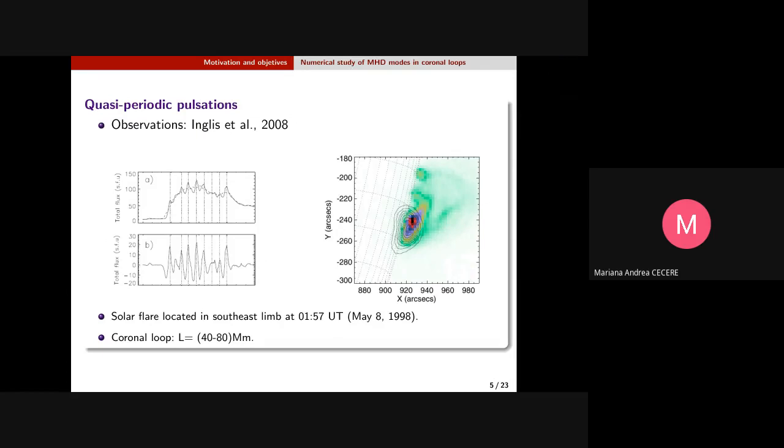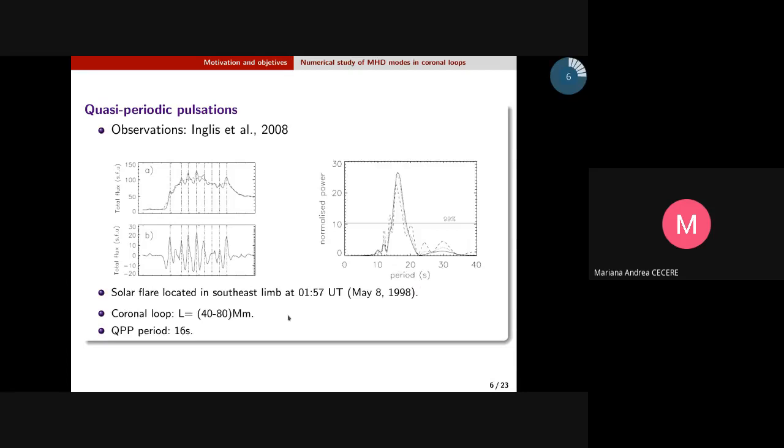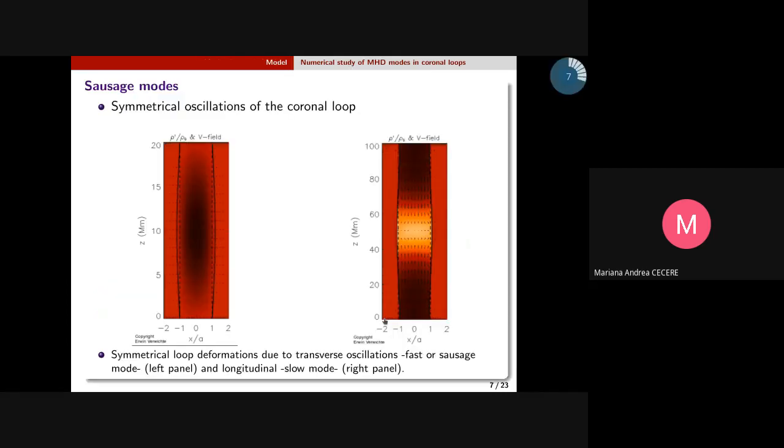Also, Inglis et al. 2008, by analyzing this event, they measure a loop length of 40 to 80 megameters. They calculate the Fourier transform and they found a period of 16 seconds in this case. They conclude that the wave that produces this period again must be a fast MHD wave. In both articles, the authors conclude that the oscillations are symmetric on coronal loop.